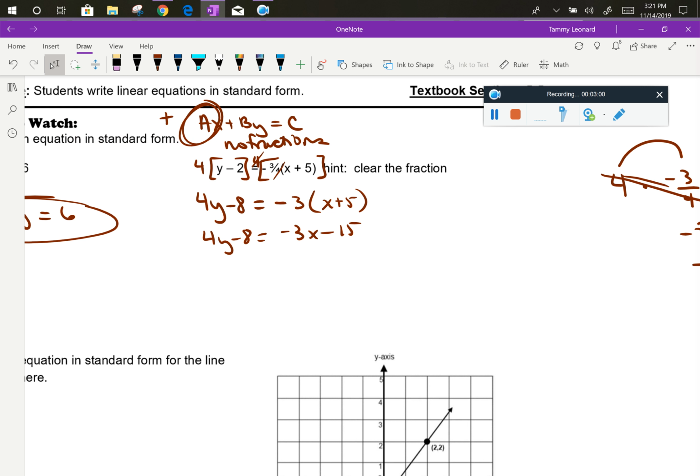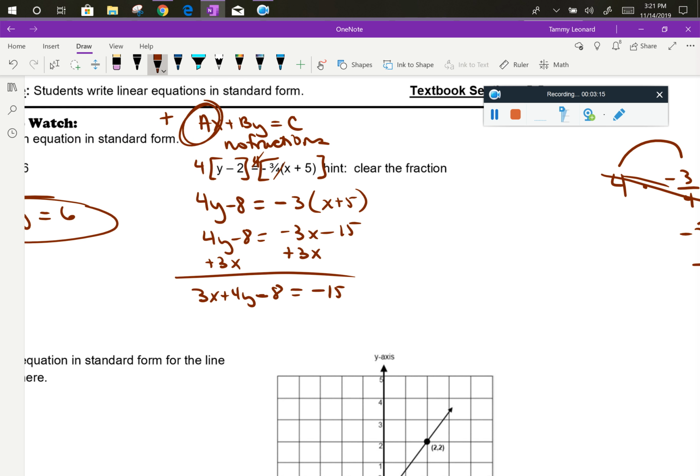Now I can start thinking about the rest of the issues. We got rid of the fractions, but x is definitely on the wrong side of the equation, so I'm going to add 3x to each side. That leaves me with 3x plus 4y minus 8 equals negative 15.